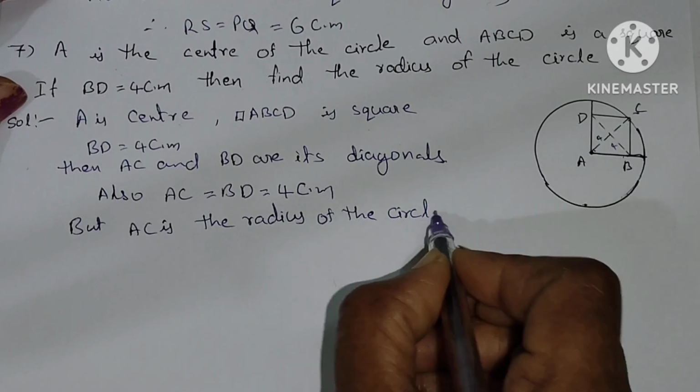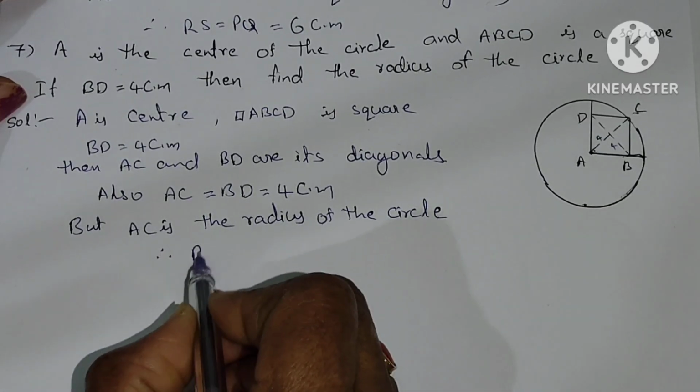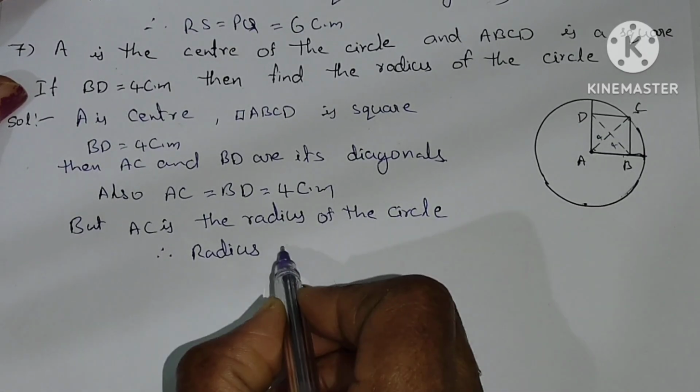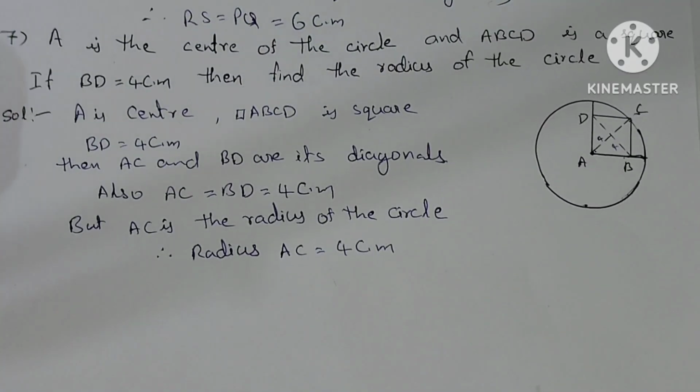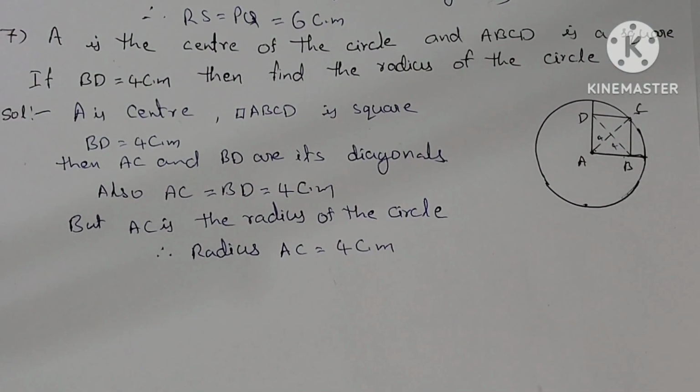Radius of the circle. So radius AC equal to 4 centimeters is the answer. This is the seventh one solution.